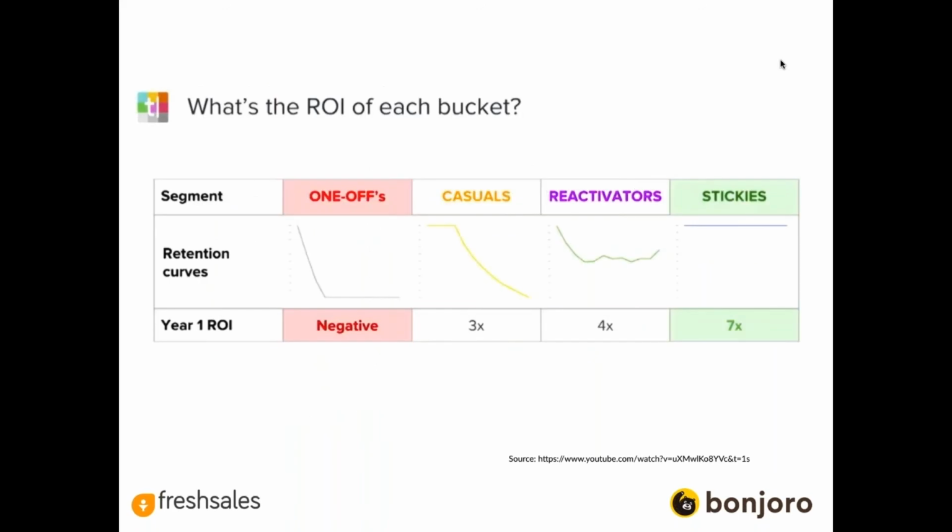What they then did was take each of those segments and measure the retention curve of each one separately. What they found was really interesting. One-offs had a negative ROI: they were spending more money to acquire those customers than they were gaining from them. Casuals had a 3 times ROI, reactivators 4 times, and then stickies, their top customer base, had a 7 times return on the investment of acquiring those customers. And so the 2 things we're going to focus on are the least ideal customer and the most ideal customer.